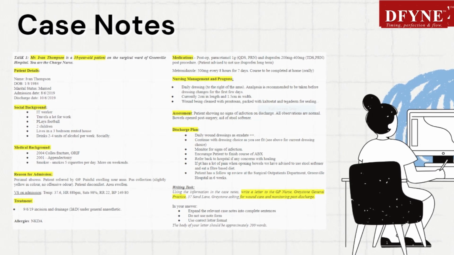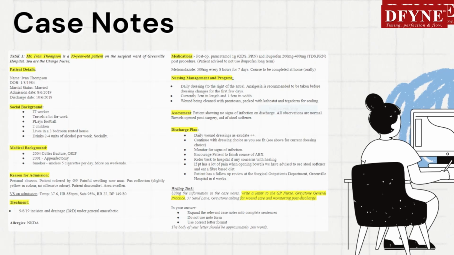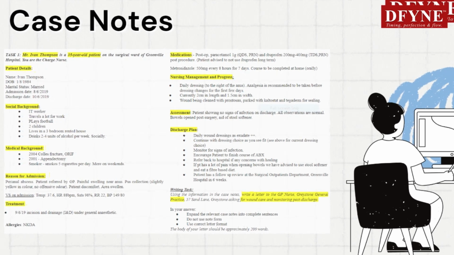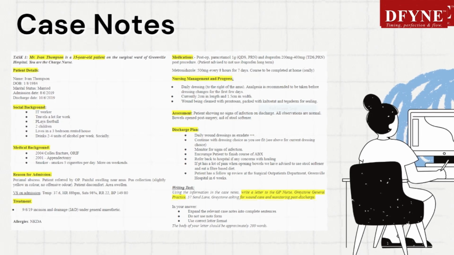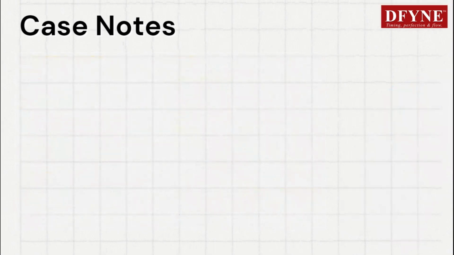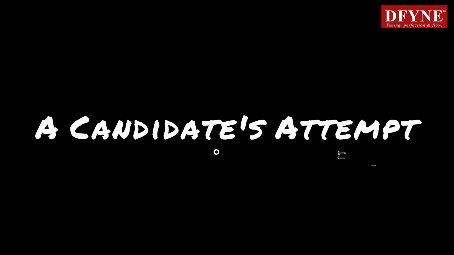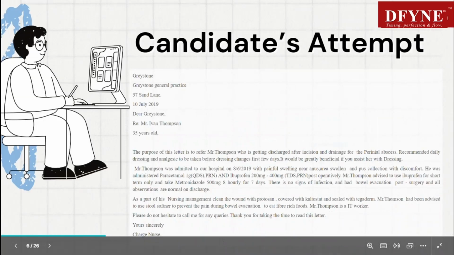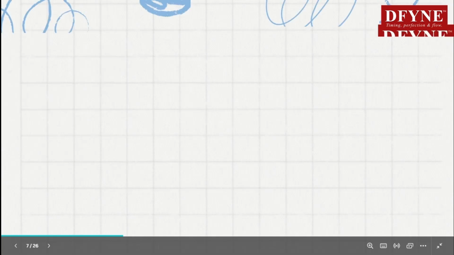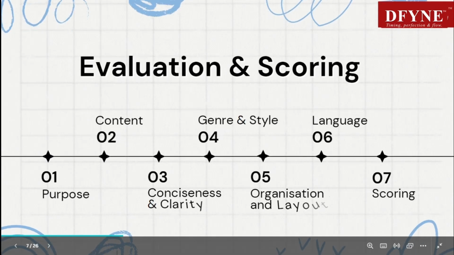The task at hand is to write a letter to the GP nurse at the Greystone General Practice in order to continue wound care and monitoring post-discharge of Mr. Ivan Thompson. Next, take a minute to go through the candidate's attempt. Pause the video here if you want to. Meanwhile, let's go to the next section. We will evaluate the candidate's response and score it at the end.